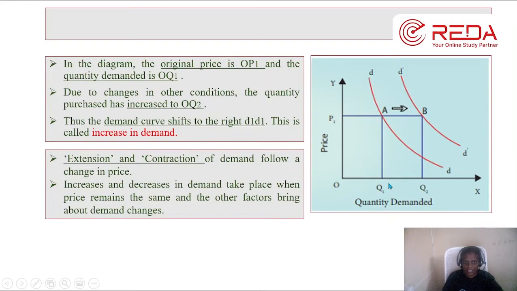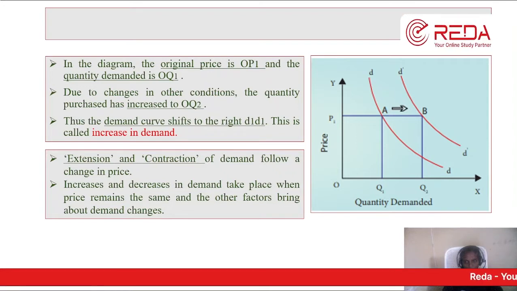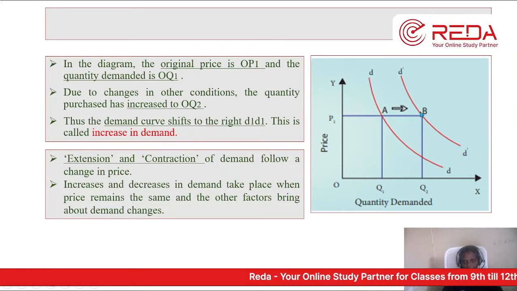When there is a change in the other conditions like income, and the taste and preference of the consumer, or when there is a change in the price level of the substitute or complementary goods, at that time what happens? The quantity demanded may increase among some of the consumers. It may increase to a higher level, to the B level. From A to B, the quantity demanded will be increasing.